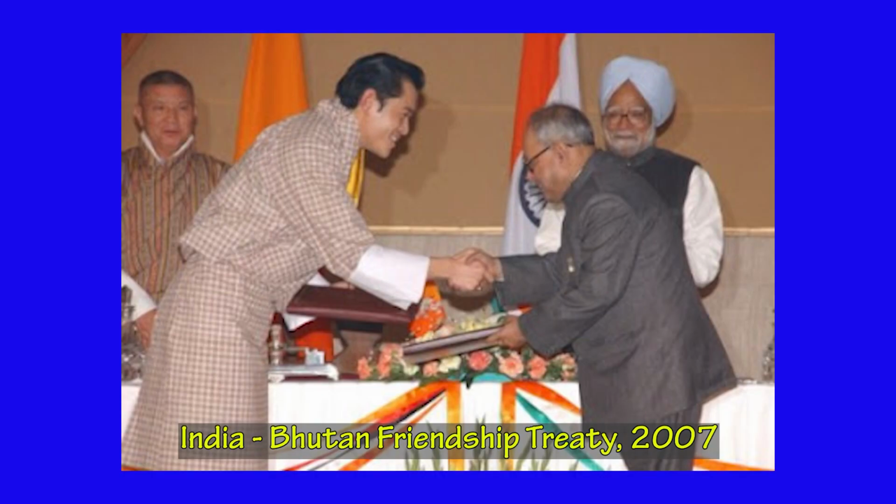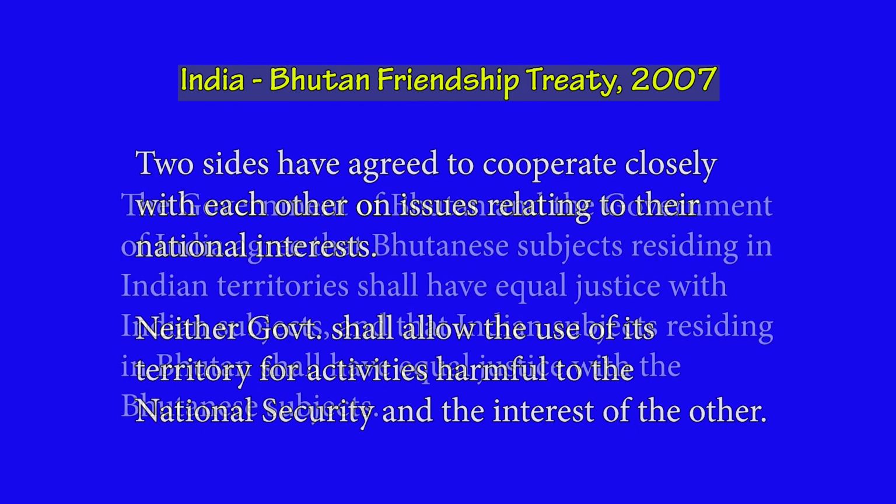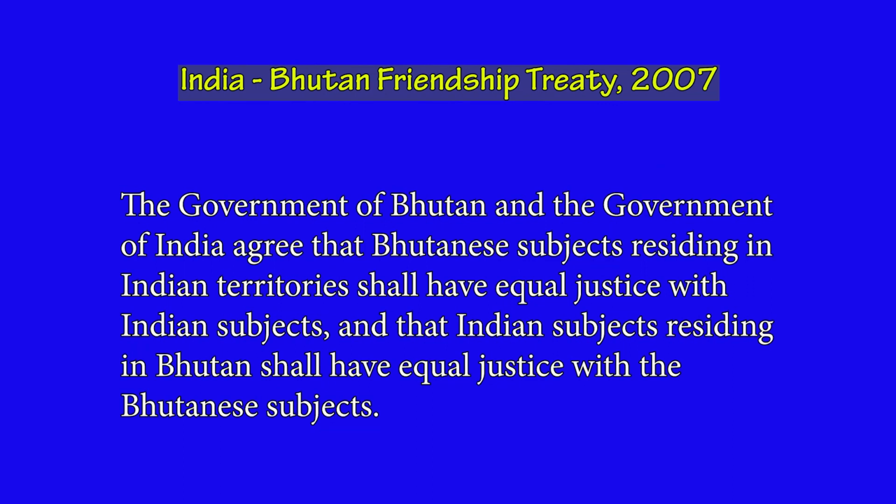Under the Indo-Bhutan Treaty of 2007, these two sides have agreed to cooperate closely with each other on the issues relating to their national interests. Neither government shall allow its territory for activities harmful to the national security of the other. The government of Bhutan and the government of India agree that Bhutanese subjects residing in Indian territories shall have equal justice with Indian subjects, and the Indian subjects residing in Bhutan shall have equal justice with the subjects of the government of Bhutan. So, the next country that comes to our discussion is Afghanistan.